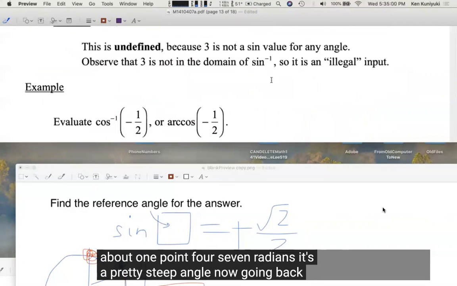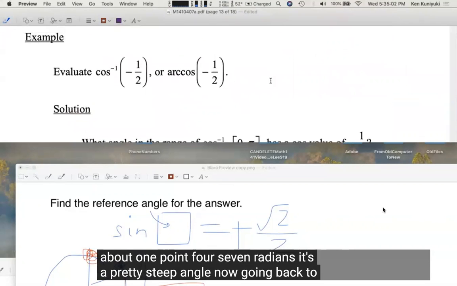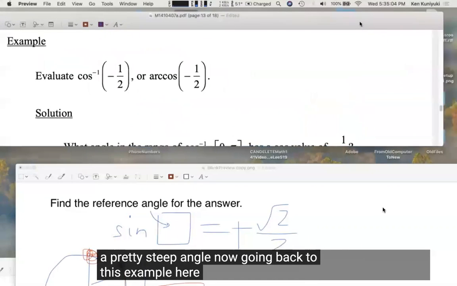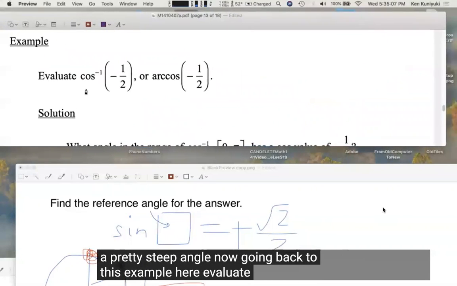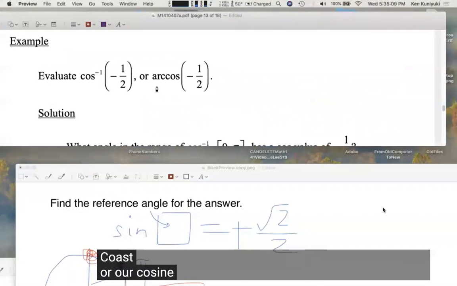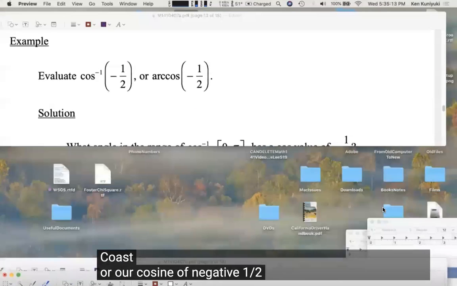Now, going back to this example here. Evaluate the inverse cosine or arc cosine of -1/2. 20 seconds, go.